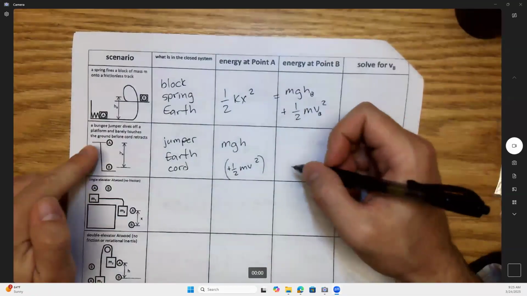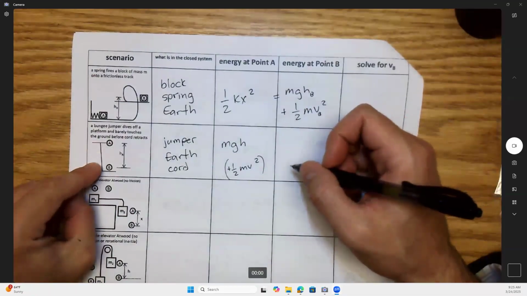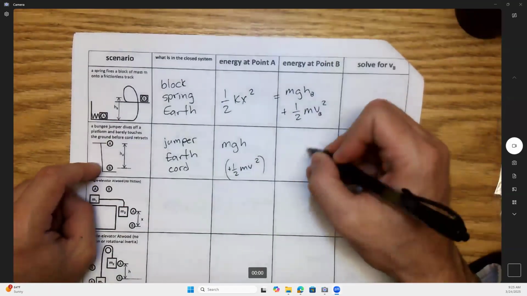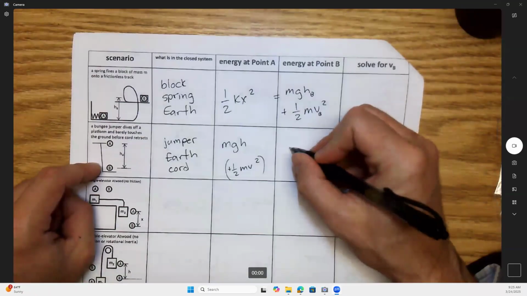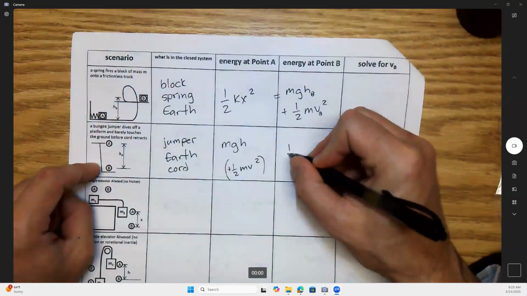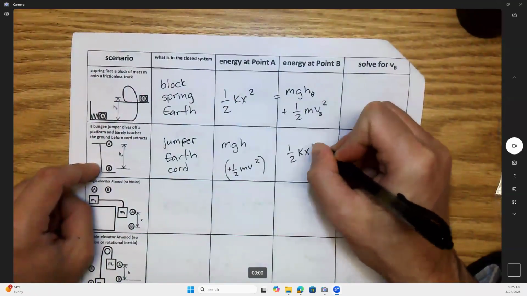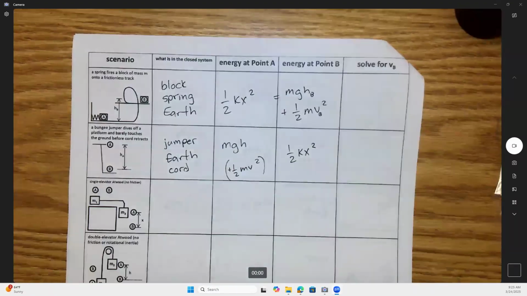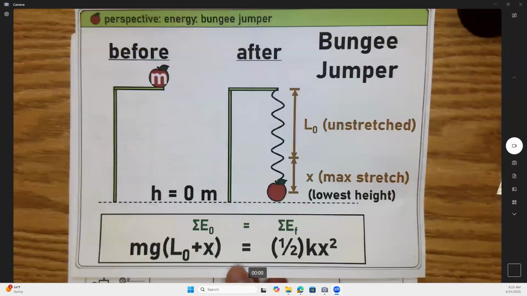Let's say at point B, the cord stretches and he just barely touches the ground and then it retracts. So at point B, where'd all the energy go? It's all in the spring. And that's what kind of energy? 1/2 kx squared, where x is how much the cord stretched beyond its original length. Actually, I think I made a poster for this one too. Yeah, there we go. I found it. All right, so it'll be like this.